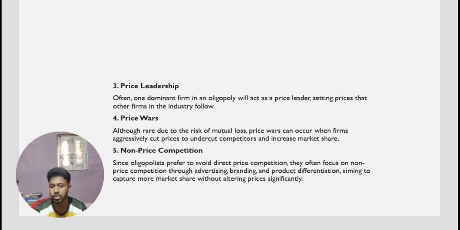Non-price competition. Since oligopolists prefer to avoid direct price competition, they often focus on non-price competition through advertising, branding, and product differentiation, aiming to capture more market share without altering the prices significantly.